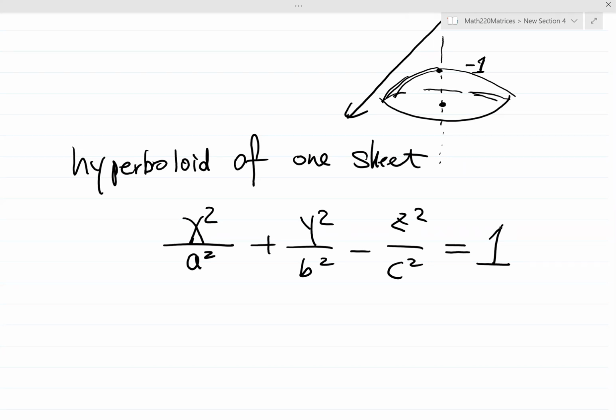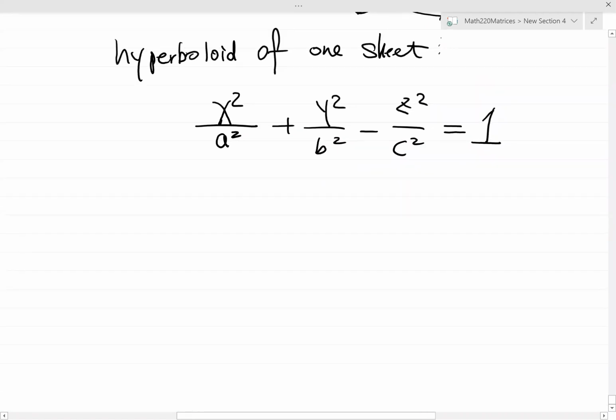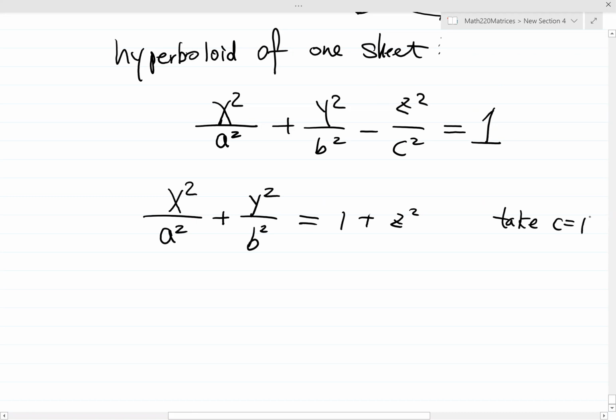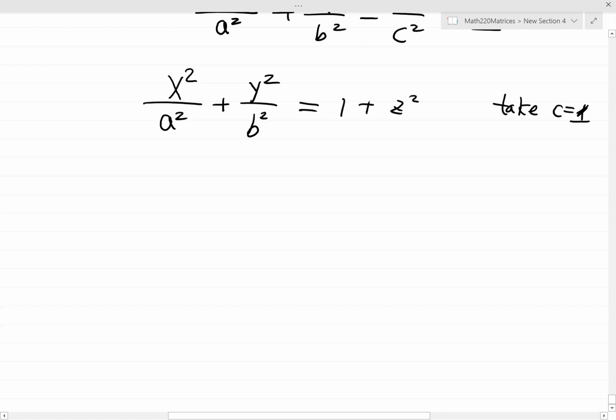Let's do a special case. Write in this form: x squared plus y squared over b squared is 1 plus z squared. Take c to be 1 without loss of generality. Now you see this always has a solution for any z. So for z it's actually continuous. There's no gap in z.